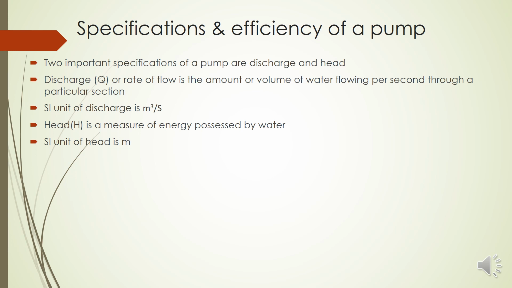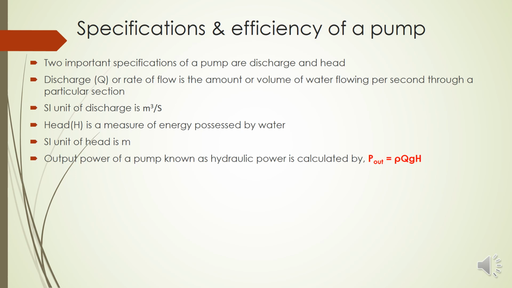Now you have these two specifications, now to calculate efficiency. We know efficiency is simply output by input. So how to calculate output? Output is hydraulic power. We know the output of a pump is hydraulic energy, by its definition. So hydraulic power is calculated by a simple equation. Just understand this equation, that is output of a pump.